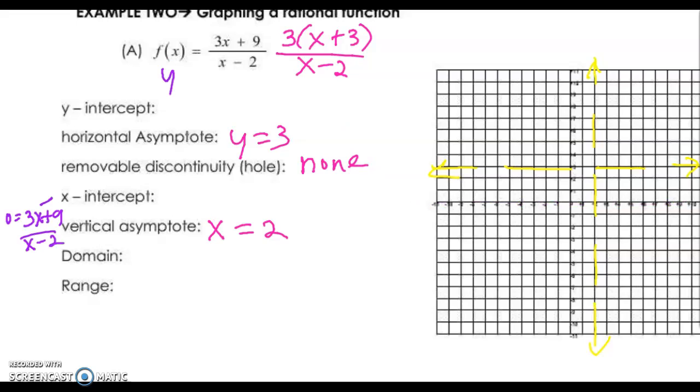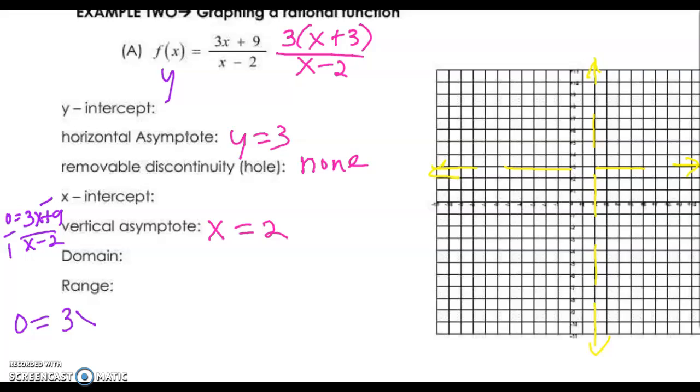So my f of x is my y, so I go ahead and plug in 0 there. Well, now if I think of this as a proportion and I cross multiply, 0 times x minus 2 is just going to give me 0. So really it doesn't matter the denominator. All that matters is solving the numerator.